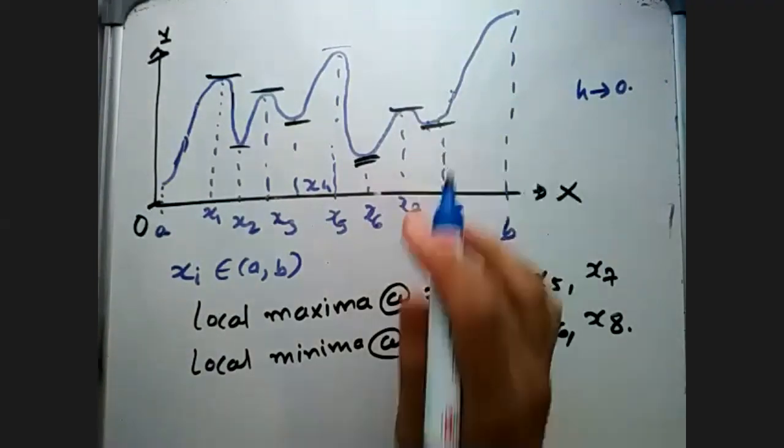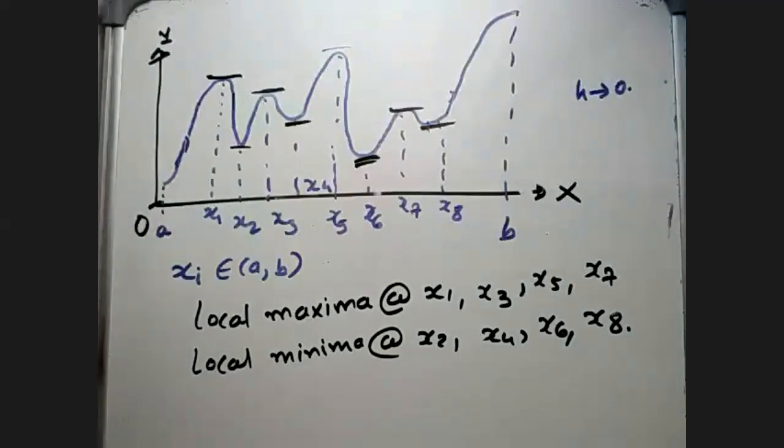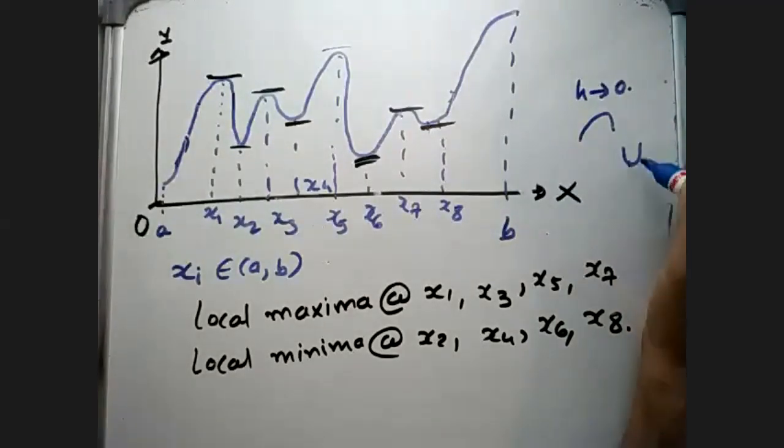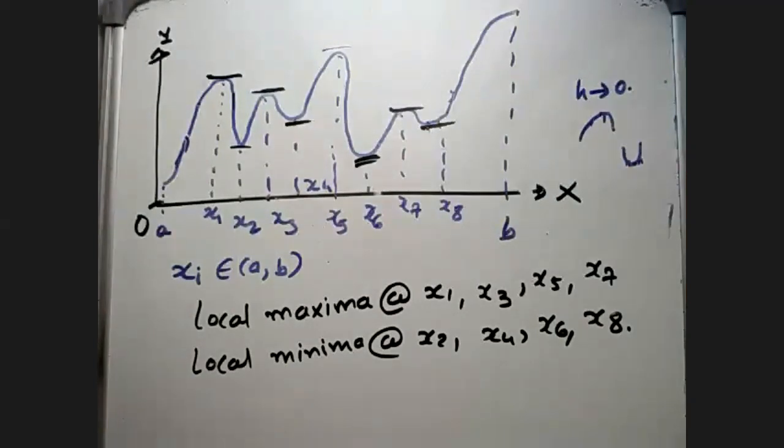Its range is not defined separately. Just small neighborhood. If you are seeing a curve like this, then in its small neighborhood it is maxima. In its small neighborhood it is point minima. That's it. x6 I took, right? x6 is minima. x6 here is minima.